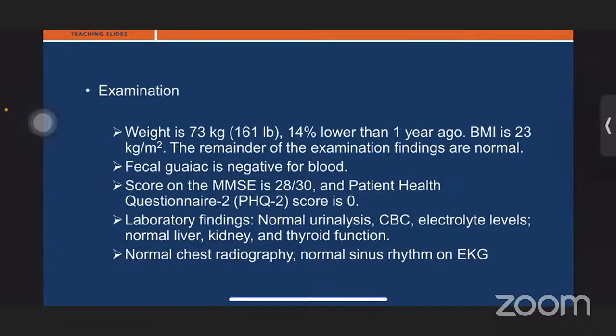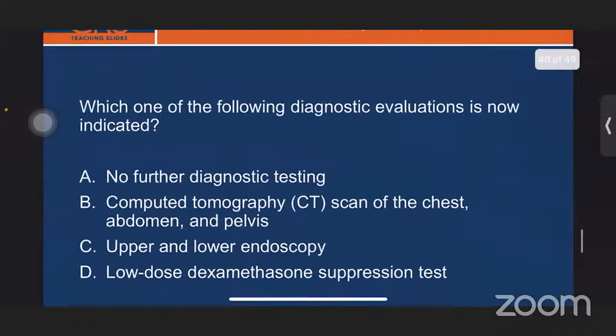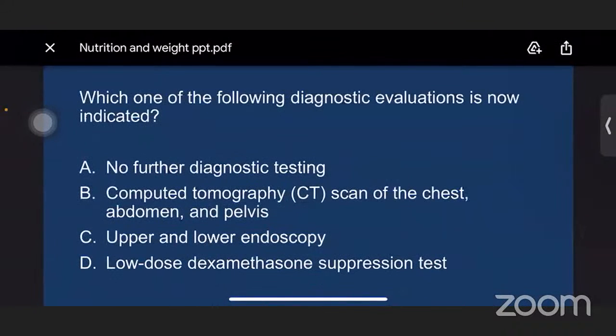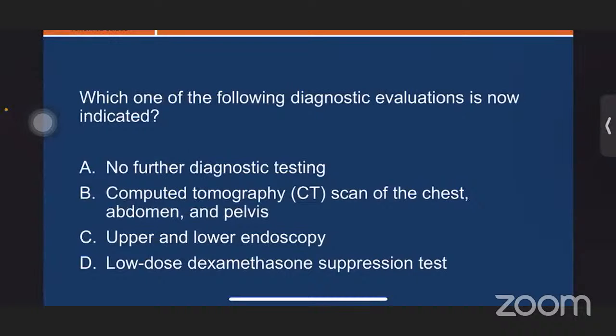Fecal guaiac is negative for blood, the MMSE score is 28/30, and the patient health questionnaire score is 0. Laboratory findings show a normal urinalysis, and CBC, electrolyte levels, liver, kidney, and thyroid function are normal. Chest X-ray is normal and EKG shows normal sinus rhythm. Which of the following diagnostic evaluations is now indicated for this patient? You can put in your answers in the chat.